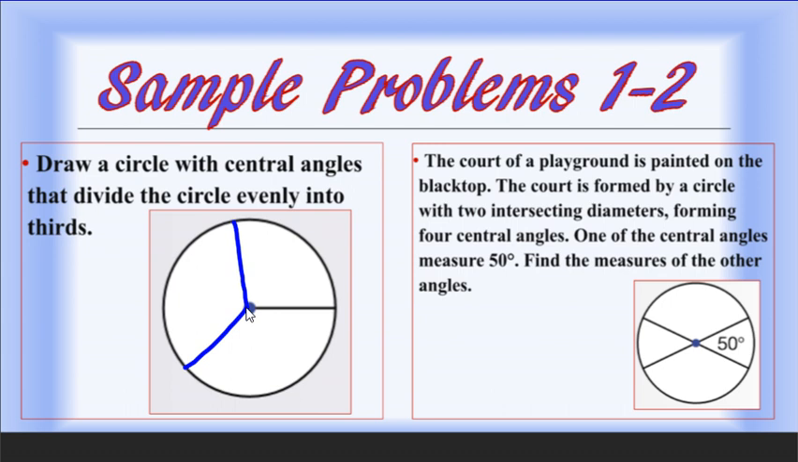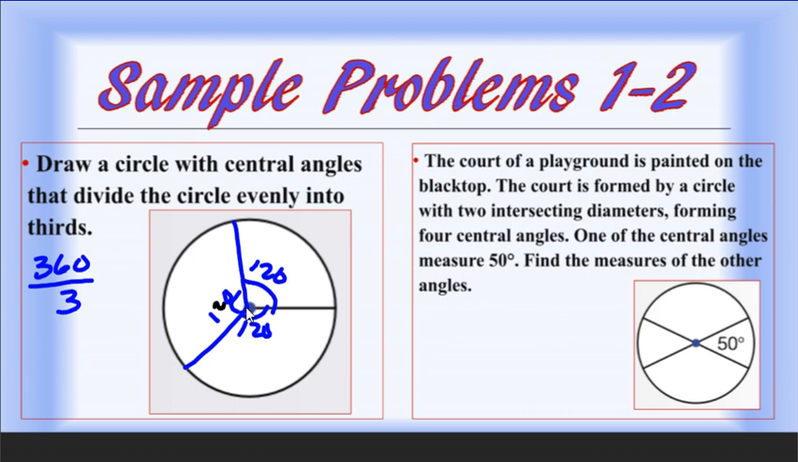And so if the whole circle is 360, and I divide that into three equal pieces, that means each central angle would be 120 degrees. Because if you were to add all of them up, that would give us your 360 degrees.